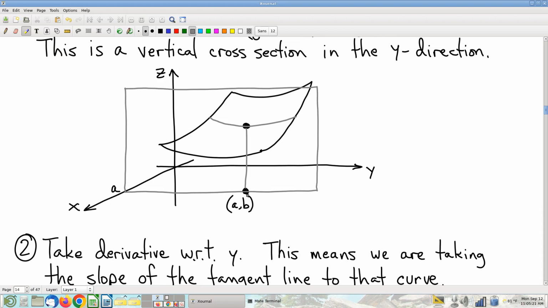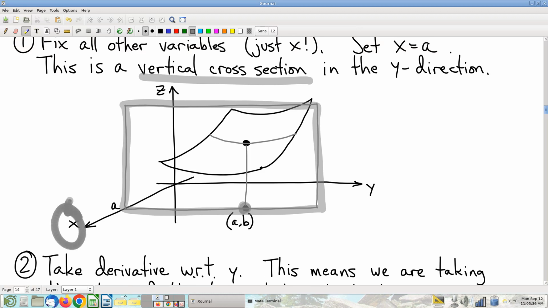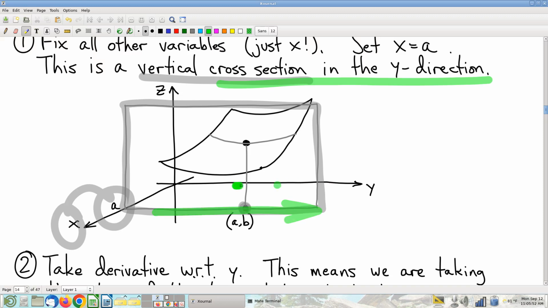If I'm at this point and I want to treat x as a constant, that means x is not allowed to change. That means x has to be a. That means that whatever surface I'm looking at, I am literally taking a cross-section where x gets fixed at a. And now a quick geometric appeal: if you fix x to be a certain value, then that is actually a cross-section. You might say it's a cross-section in the y direction because it points parallel to the y-axis. All right, is that cool?